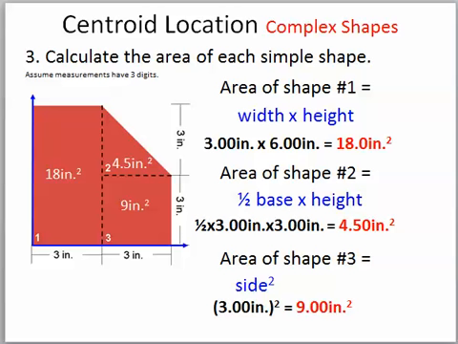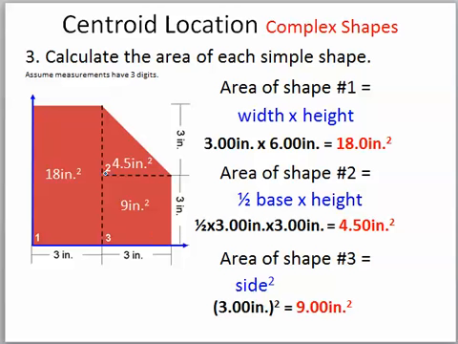Now, finding the area. Well, we've kind of helped you here with this. When it comes to finding the area of shape 1, shape 1 is over here. It's a rectangle. It's the width times the height. Width times its height. It's 3 times 6, which gives us 18 inches squared. Area of shape number 2, that's the triangle over here.